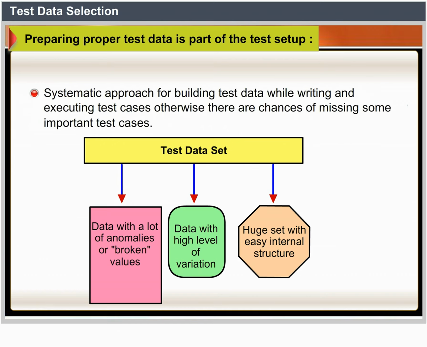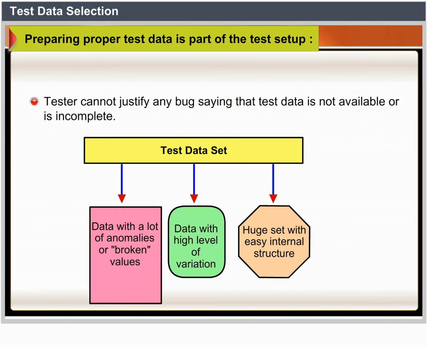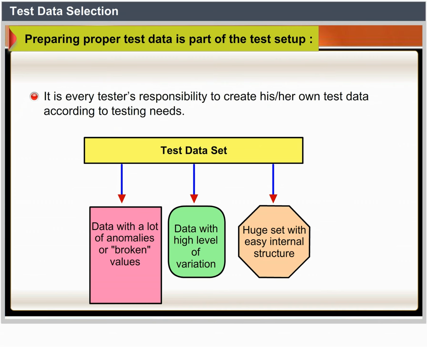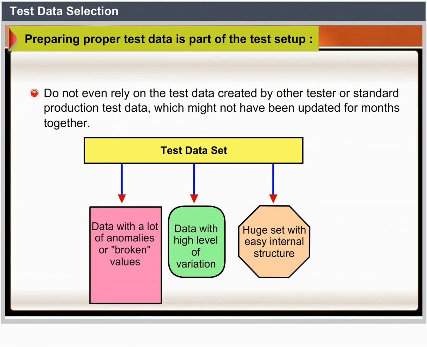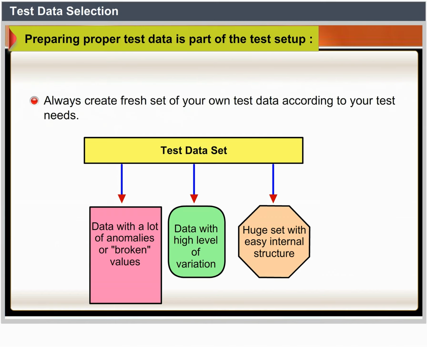A tester cannot justify any bug by saying that the test data was not available or was incomplete. It is every tester's responsibility to create his or her own test data according to testing needs. Do not even rely on the test data created by another tester or standard production test data, which might not have been updated for months. Always create a fresh set of your own test data according to your test needs.